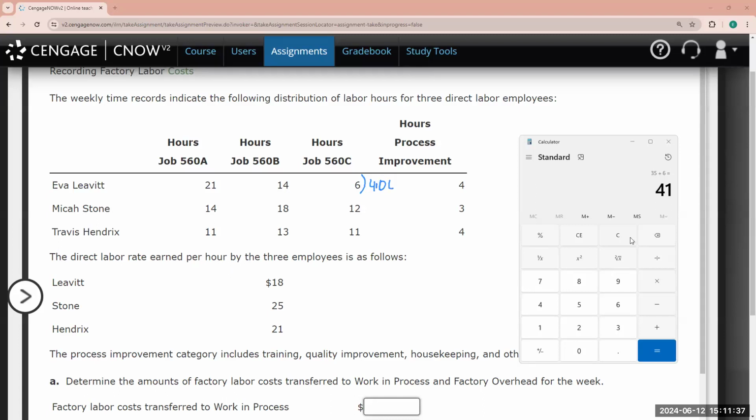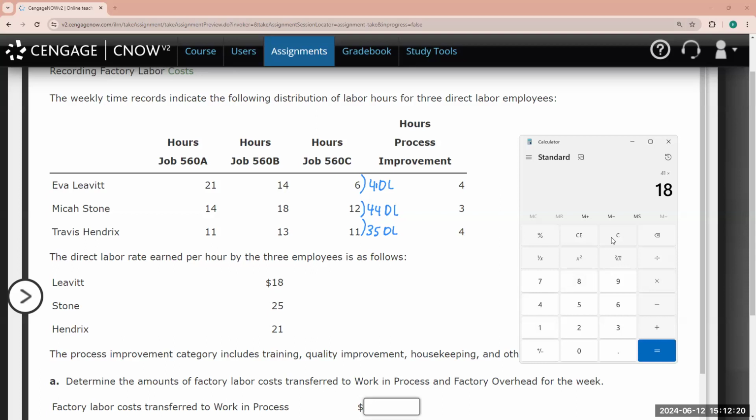Next, we have for Micah Stone, 14 hours for job 560A, 18 hours for job 560B, and 12 hours for job 560C, for a total of 44 direct labor hours. Next, for Travis Hendricks, he worked 11 hours for job 560A, 13 hours for job 560B, and 11 hours for job 560C, for a total of 35 direct labor hours.